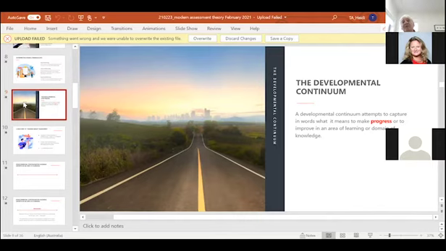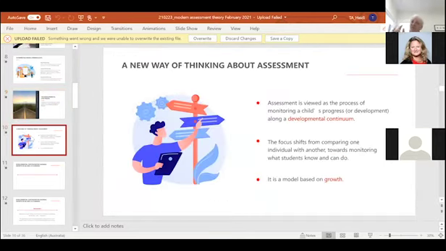It attempts to capture in words what it means to make progress, grow or improve in an area of learning or a domain of knowledge. So there's the next critical part to our definition of assessment. Assessment to us, and why we think of this as new, is now viewed as the process of monitoring a child's progress or development along a developmental continuum. I'll show you how to do that in a moment.